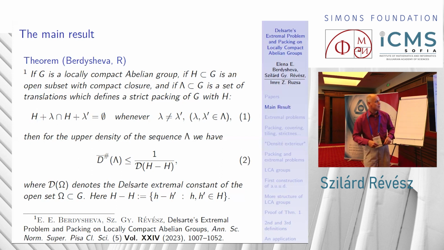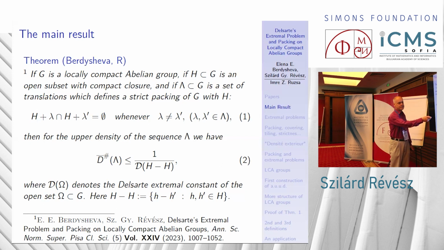Anyway, if there are two different translates of your base set, then their intersection should be empty. So I introduced the sets and the packing, and then the result says that the upper density of lambda, and this number symbol denotes that now we are counting, so it's a counting measure, that we are counting the number of points. Later there will be a more general notion.